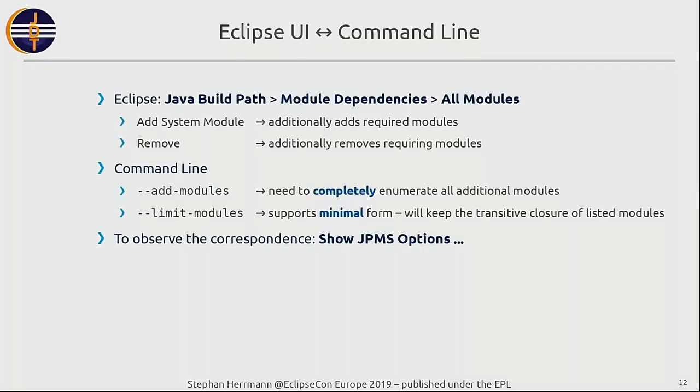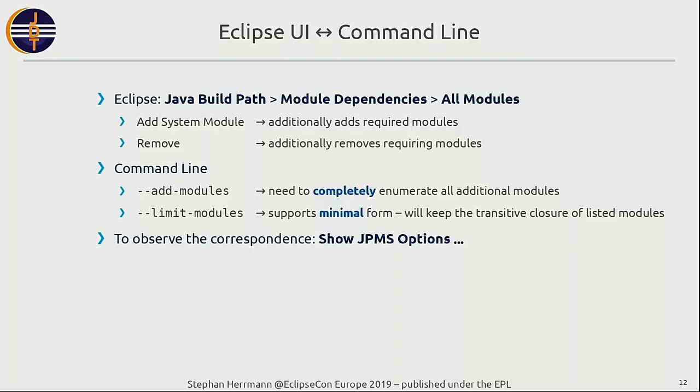So, at the command line, in the UI we saw that we can tailor the JRE to make available or not available certain modules by adding or removing, and the convenience that we provide is that if you add, it also adds required. If you remove, it also removes requiring modules. If you would do the same without this UI, you would have to use two command line options.